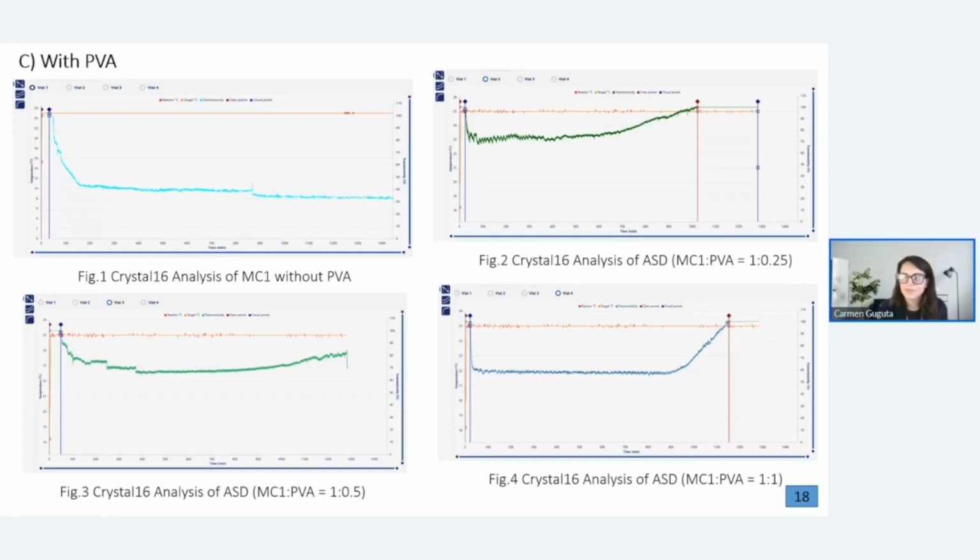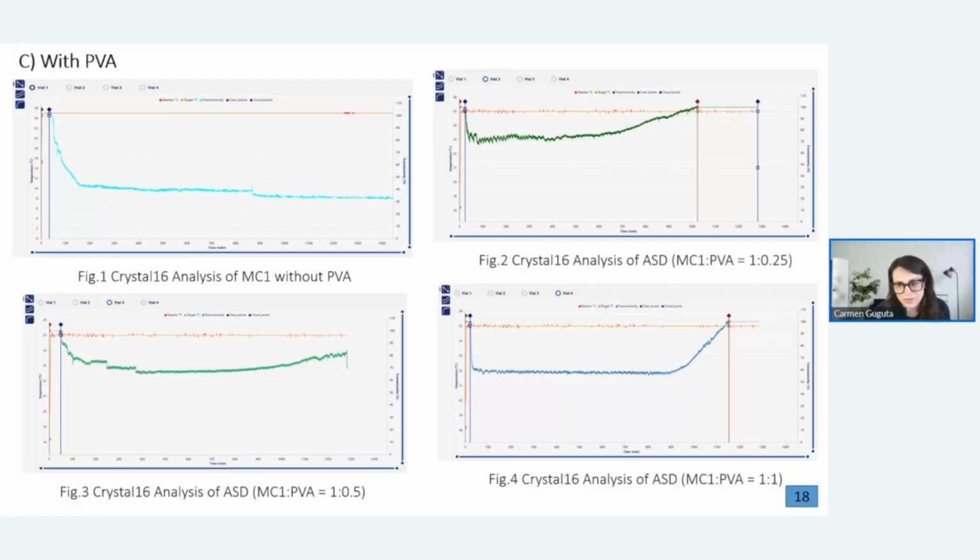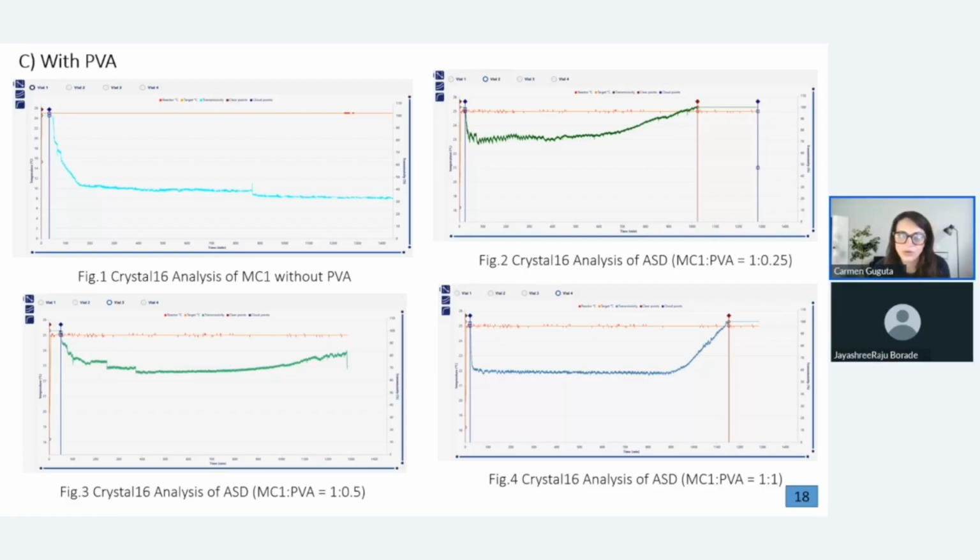Sorry, Carmen, I couldn't hear the question. How would co-crystallization in general take part in enhancing the properties of poorly soluble drugs? What is your take on co-crystallization?